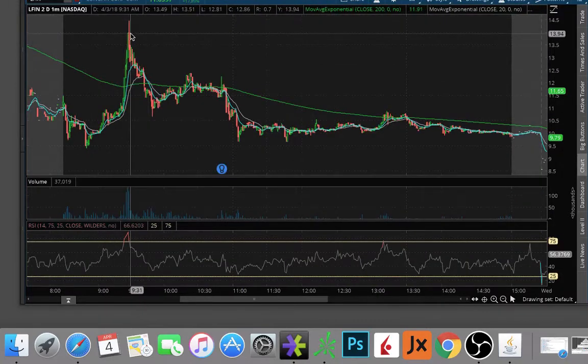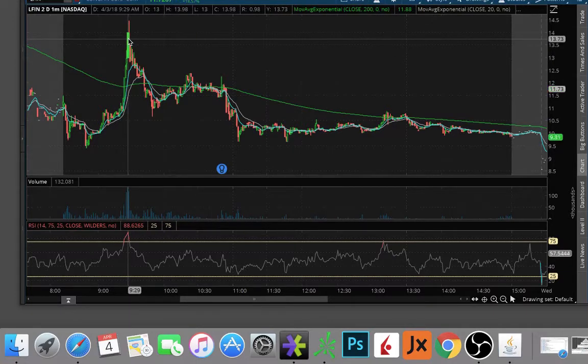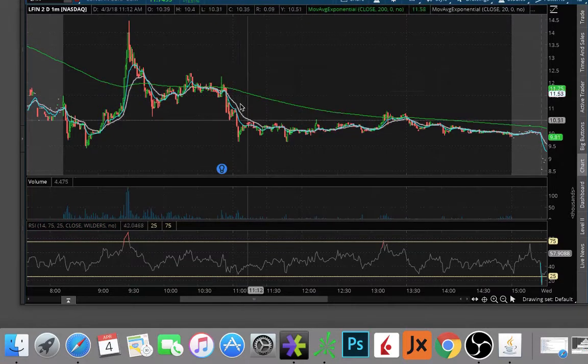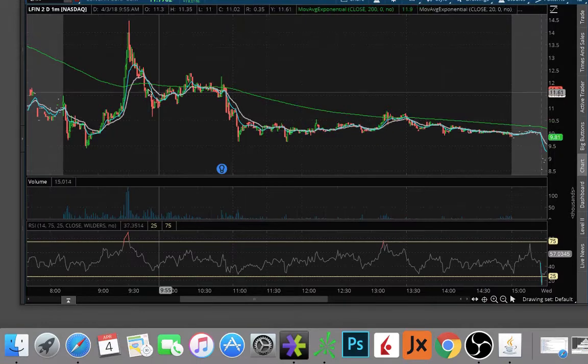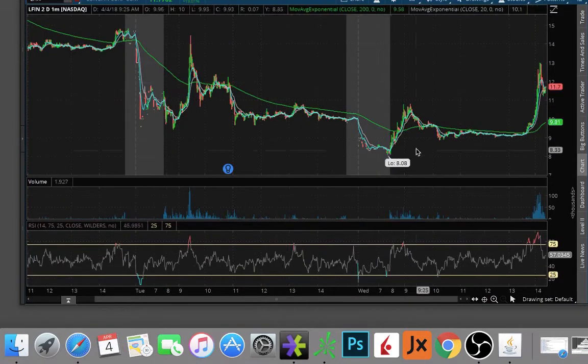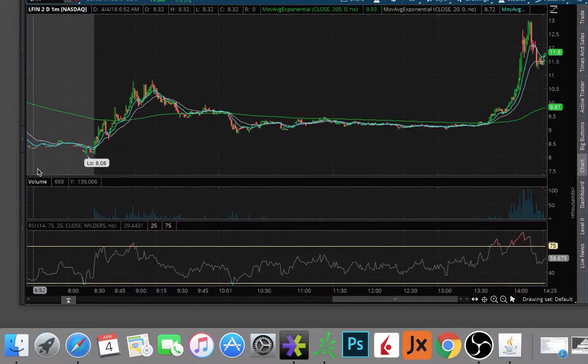Right into there. I can't remember my exact entries and exits. I did not trade it perfectly. I remember I covered into this. I did not hold. I did not catch this move right here. But that's okay. I made some nice gains on it yesterday. And then today, this morning, I actually shorted it again.